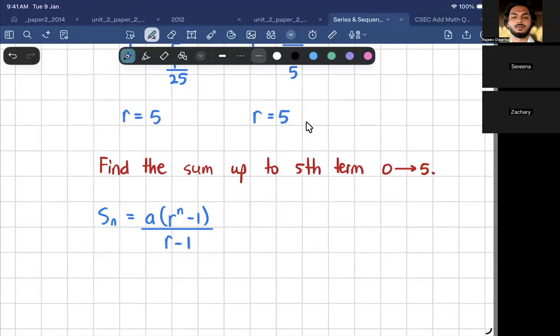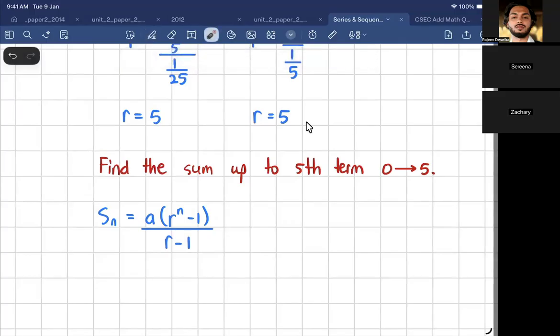All right, Zachary? Yes, sir. Think about it, Zachary. If it was 1 minus R, and R is 5, that'll give you a negative number. That'll give you a minus 4. But we don't want a negative number. That's why we use R minus 1. So 5 minus 1 is 4.